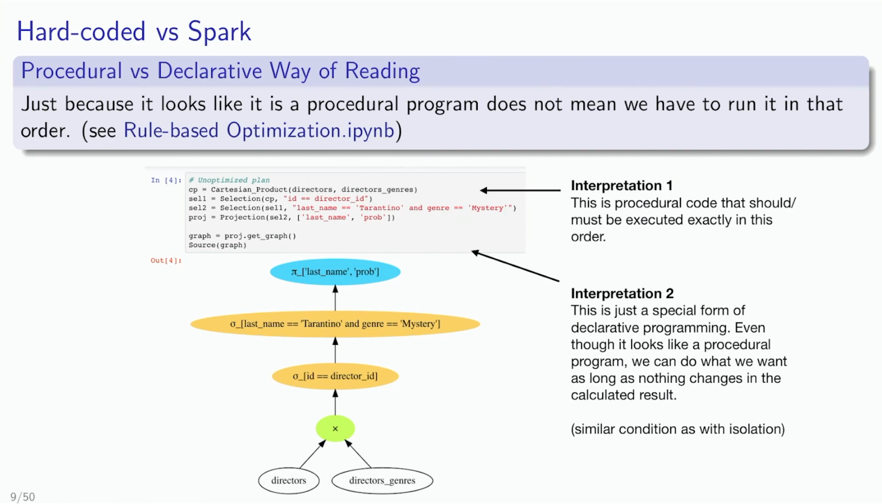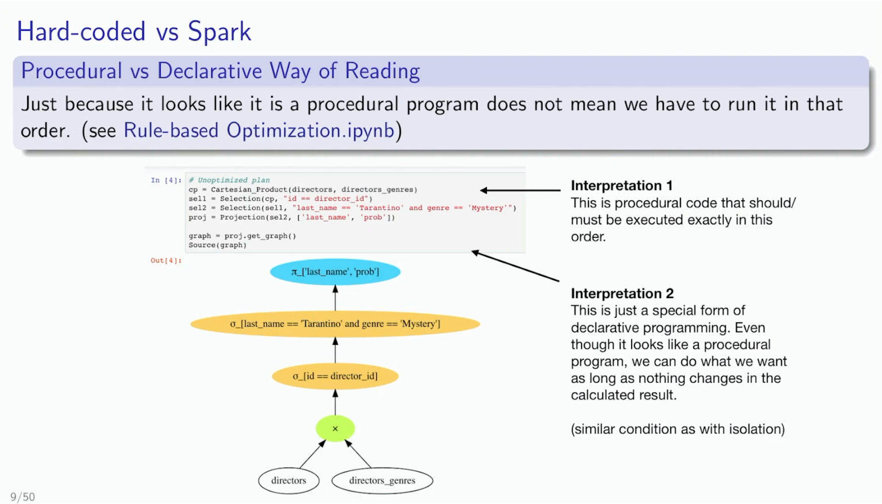Interpretation one is that this is procedural code that should or must be executed exactly in that order. So you interpret that as: the cross product happens first, then there's a selection, then there's another selection, and then there's a projection. That's exactly as specified in the order.